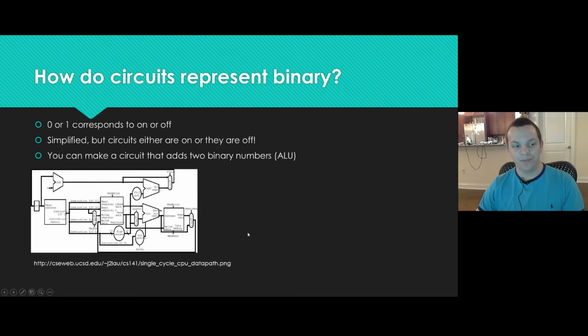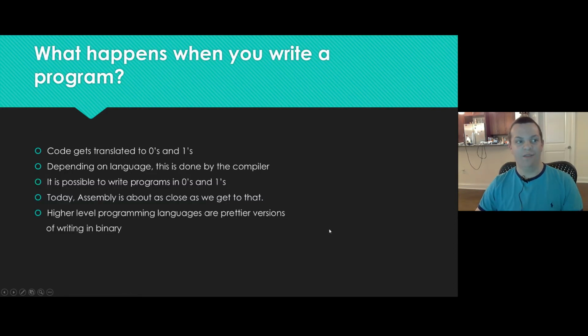And if you were to take a course on computer architecture, you would learn how programs can be represented as zeros and ones and can be read in through all these different components in the data path and can actually be executed, which is kind of what we're getting to in this next slide here.